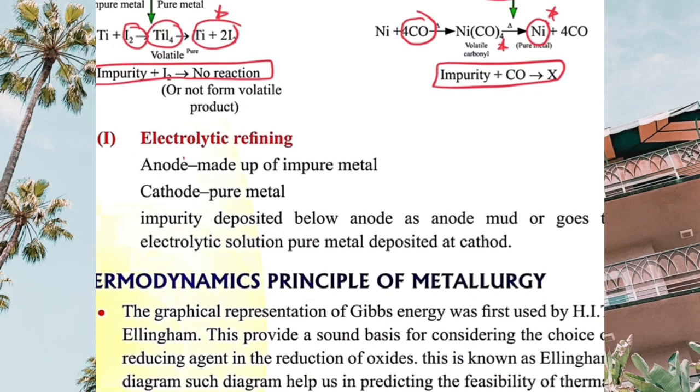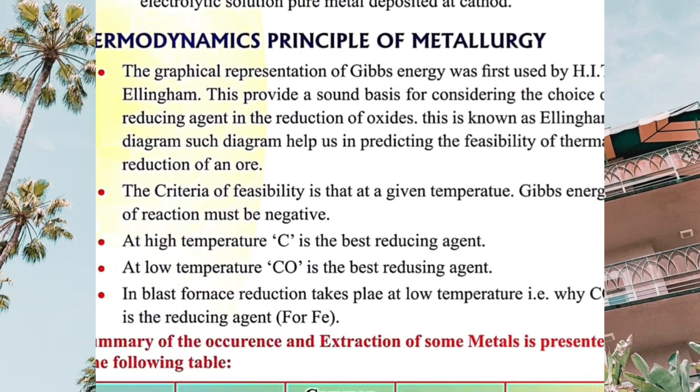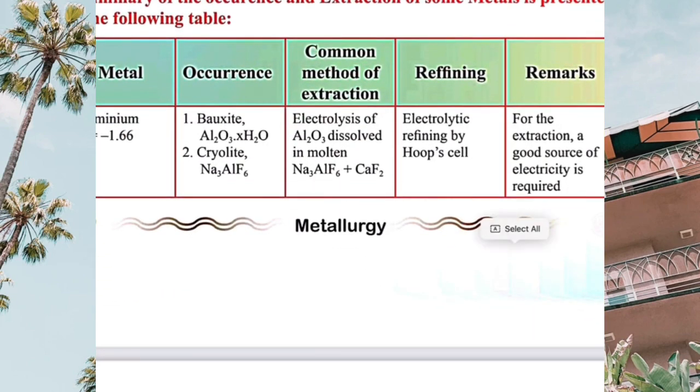Electrolytic refining: anode is impure metal, cathode is pure metal. For example, in the extraction of copper, impure copper or silver is taken as anode. Pure metal we are taking as cathode, and the electrolyte is its own solution, maybe copper sulfate, maybe silver nitrate, whatever it is.